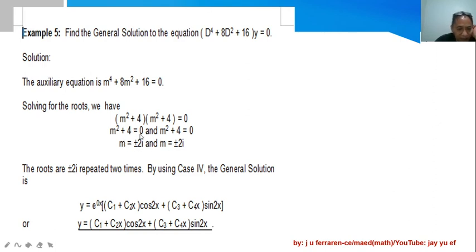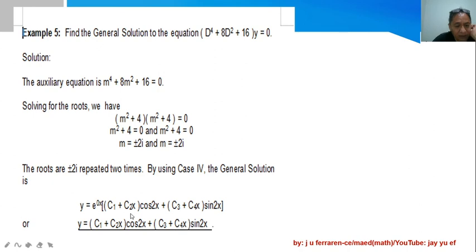But since it will be coming in pair, you can recognize that it is a repeated root. It's a repeated imaginary root. The plus minus 2i is a double root. Okay? Using case 4, so a here is 0. A plus minus 2i, your b is 2. So, exponential 0x. Twice, it is appearing twice.